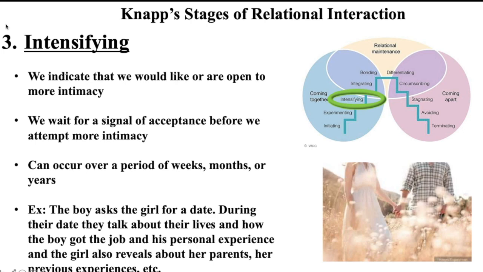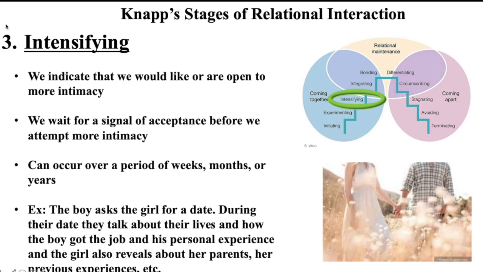Typically, here, we wait for a signal of acceptance before we attempt more intimacy, right? So, we may get someone flowers for Valentine's Day. We would get someone a card for their birthday. And then we wait for them, when it's our birthday to come around, and hopefully they reciprocate that to us. This can happen over a period of weeks, months, or even years.